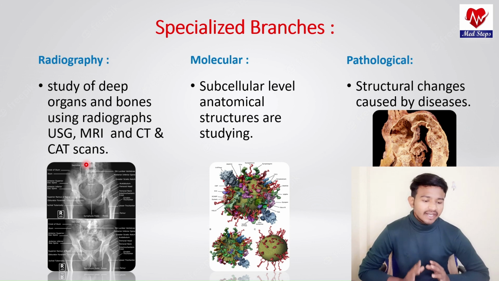Next, pathological anatomy. In pathological anatomy, we can study structural changes caused by diseases. If any disease is occurring, for example, hepatomegaly or cardiomegaly, these organs are increasing in size. If any tumor is forming, like an aneurysm, all these types will come under pathological anatomy. In radiographic anatomy, you can observe things like fractures, tumors, etc.